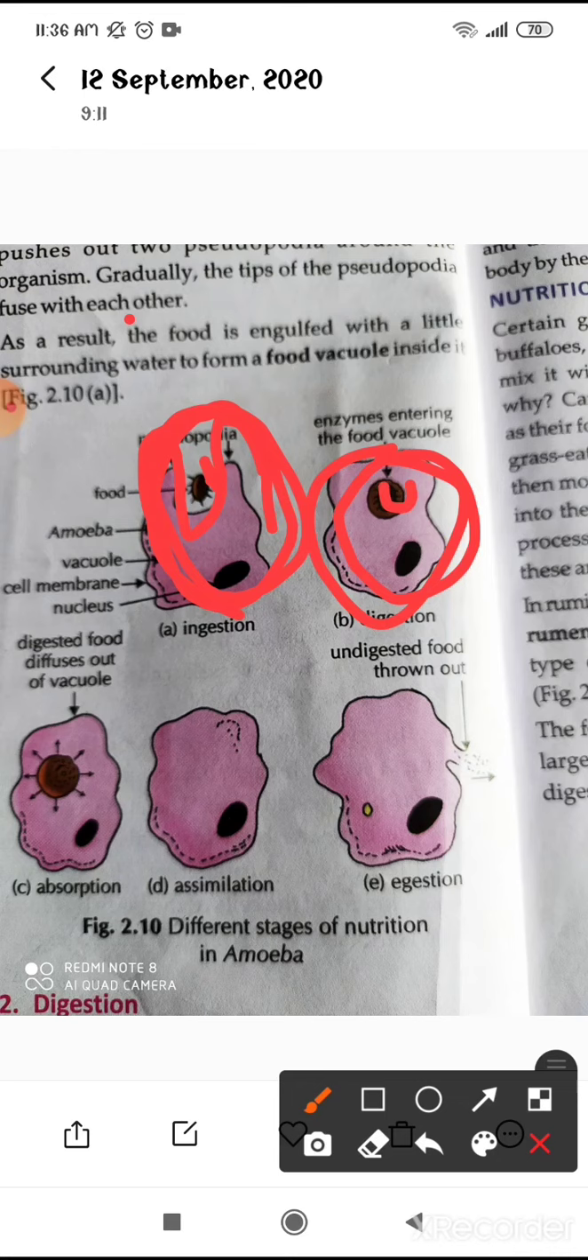Okay, so as a result the food is engulfed with a little surrounding water because it lives in water to form a food vacuole inside it. Okay, so after that ingestion takes place. After ingestion, what will happen? Digestion. So how does the digestion take place?